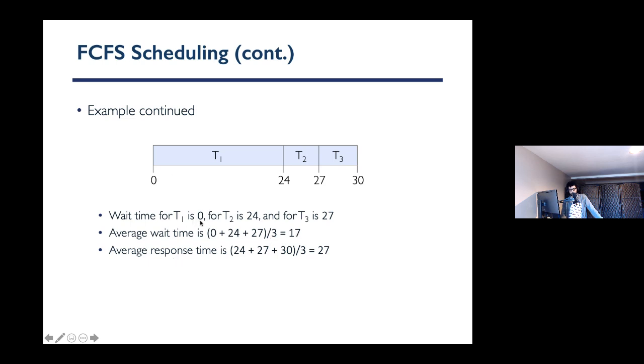Well, we add to this wait time the execution time of our task as well. So for task 1, 0 wait time plus 24 execution time, so that becomes 24. For task 2, 24 wait time plus 3 execution time, that's 27. And task 3, 27 wait time, 3 execution time, that's 30. Divided by 3, that would become 27.